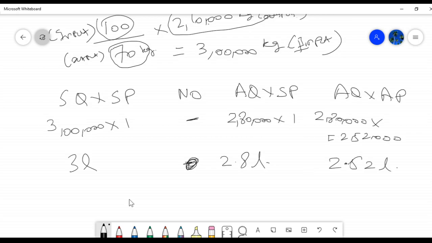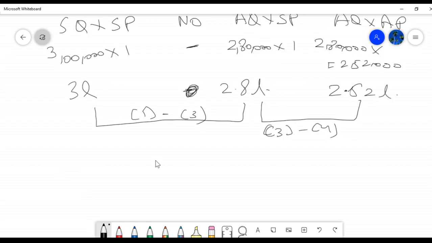Now you do it yourself. Usage variance is 1 minus 3. Correct? Then what did they ask? Price variance: 3 minus 4. Then cost is nothing but adding usage plus price equals cost. You work out the answer yourself. Okay? We'll move to the next question.